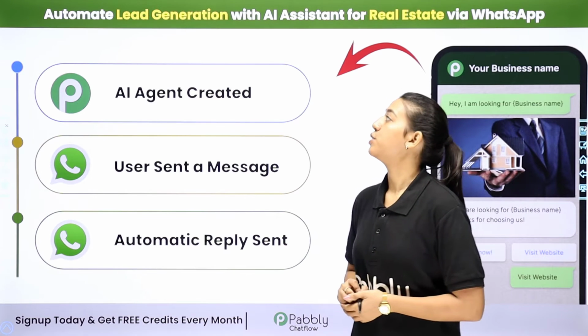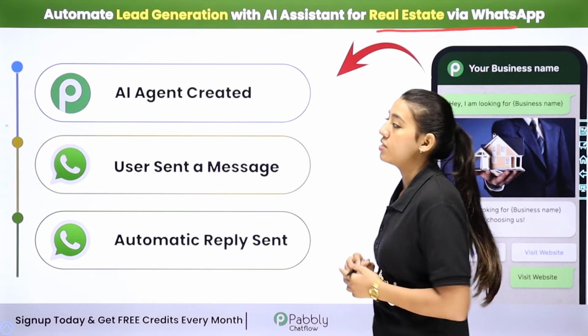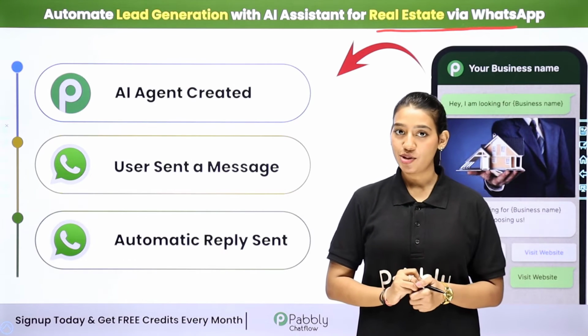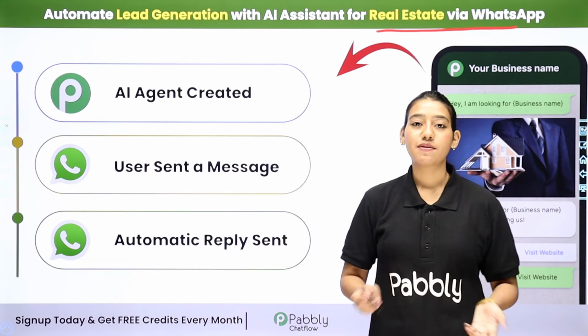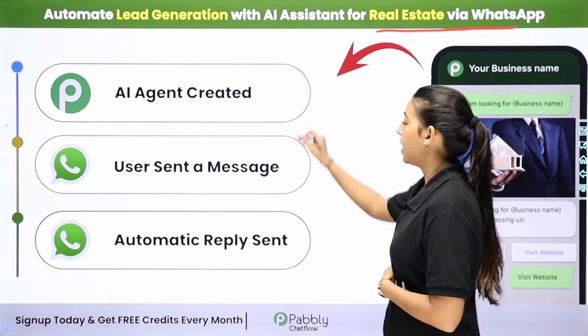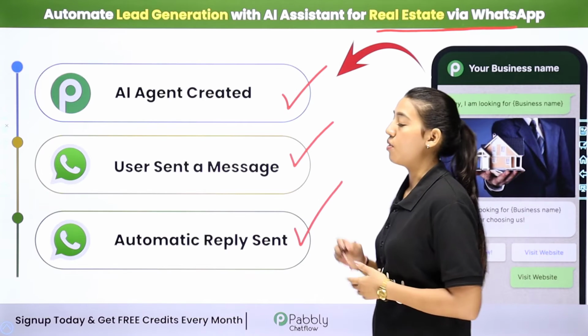In today's video, we are going to learn how to automate lead generation with an AI assistant for real estate via WhatsApp. So if you run a real estate agency, then manually generating all the leads can be a very time-consuming process. So with the help of Pabbly Chatflow, we are going to create an AI agent which will generate leads and automate this whole process on our behalf.